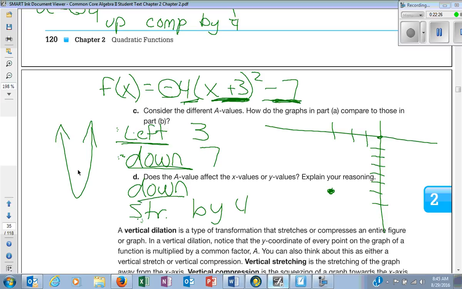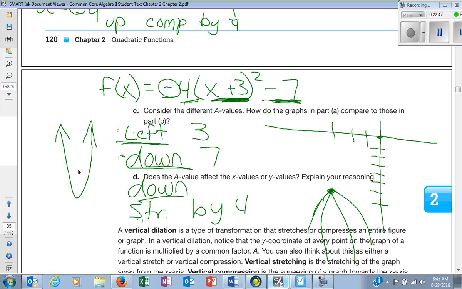And I know it's going to be facing down, and I know it's stretched. My normal parent looks like this. What do I know about this one? It's going to be really skinny. So when I graph this, I'd better follow all those characteristics that I already have in my mind. Do you see how this can help you out when it comes to graphing?